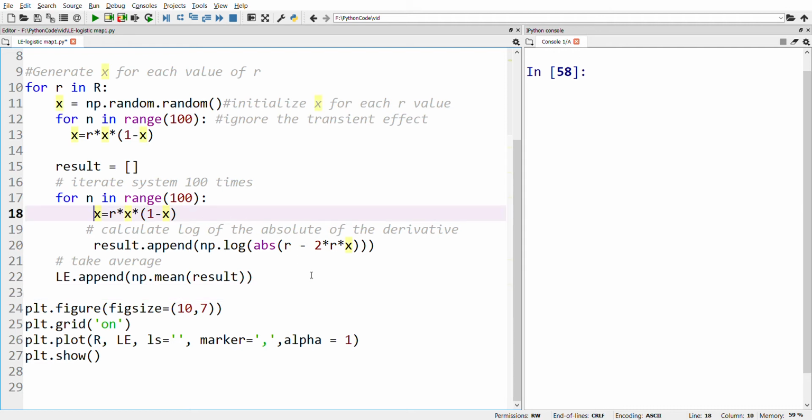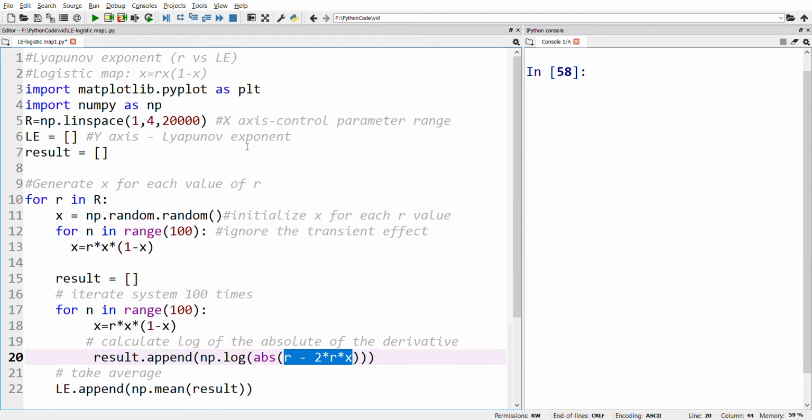Next, we find the first derivative of the logistic map. We know the equation of the logistic map is x = Rx(1 - x). To make it simple, we have Rx - Rx². We have to find the first derivative of this equation, Rx - Rx². By doing so, we have the answer R - 2Rx. So R - 2Rx is the first derivative of the equation x = Rx(1 - x).